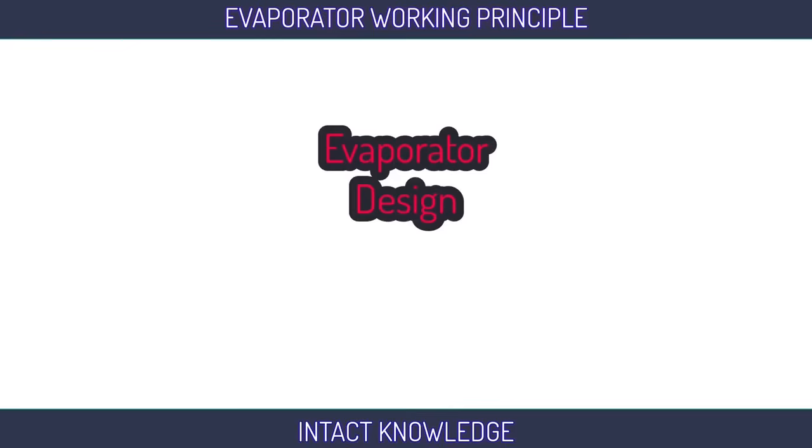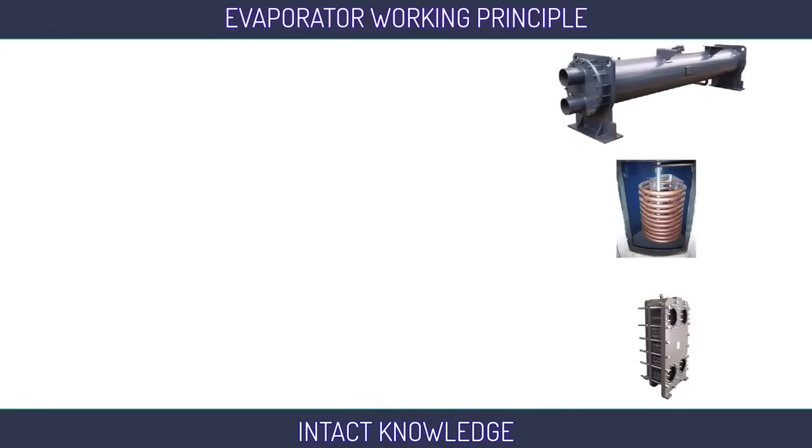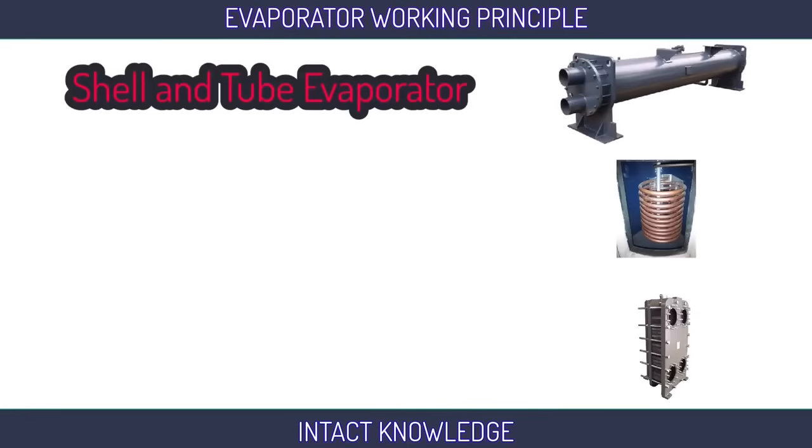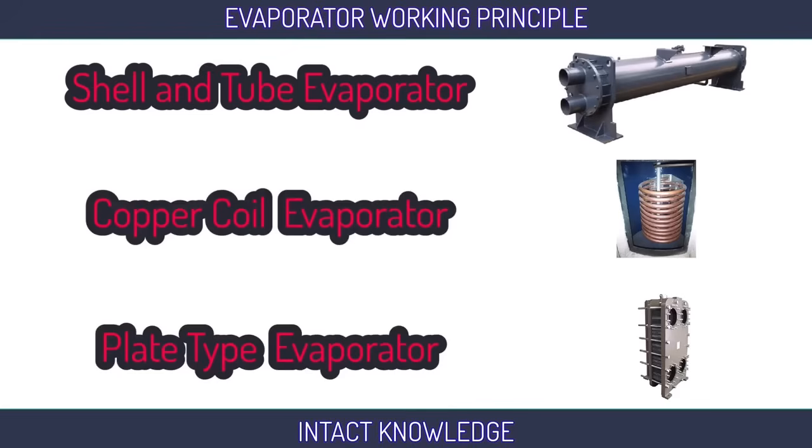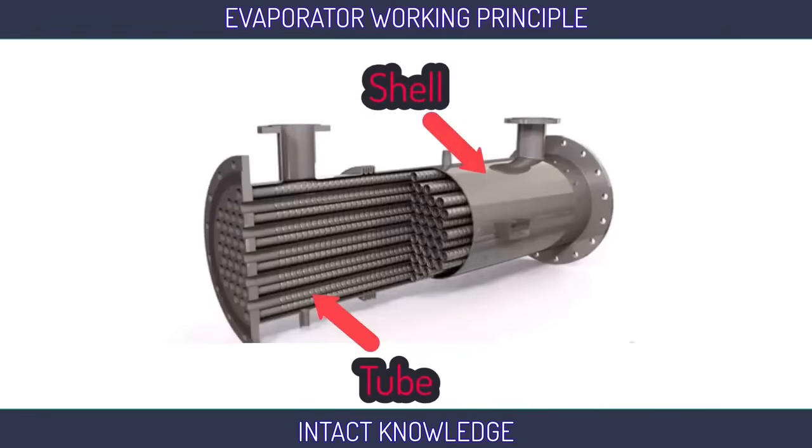First, let's look at the design of the evaporator. There are three types of evaporators: shell and tube evaporator, cone type evaporator, and plate type evaporator. Shell and tube evaporator is mostly used among these three evaporators. The outside of this evaporator is in the form of a shell, and inside there are coils. This is why we call it shell and tube evaporator.